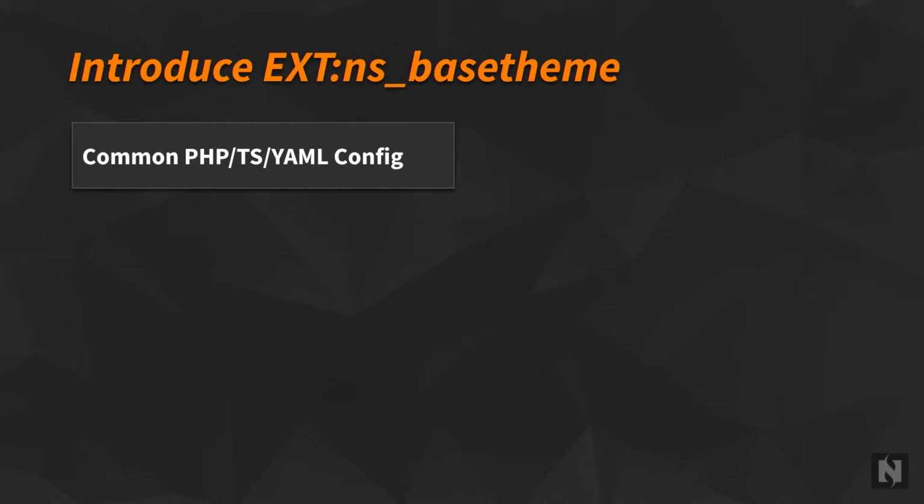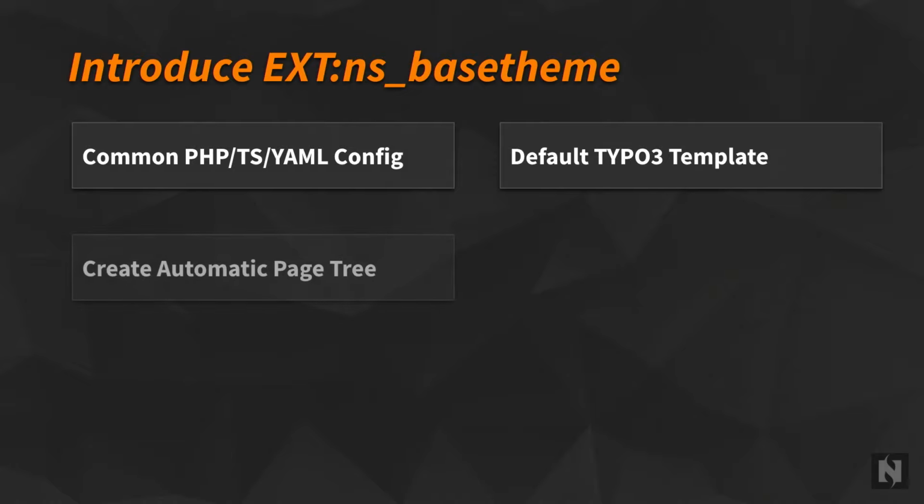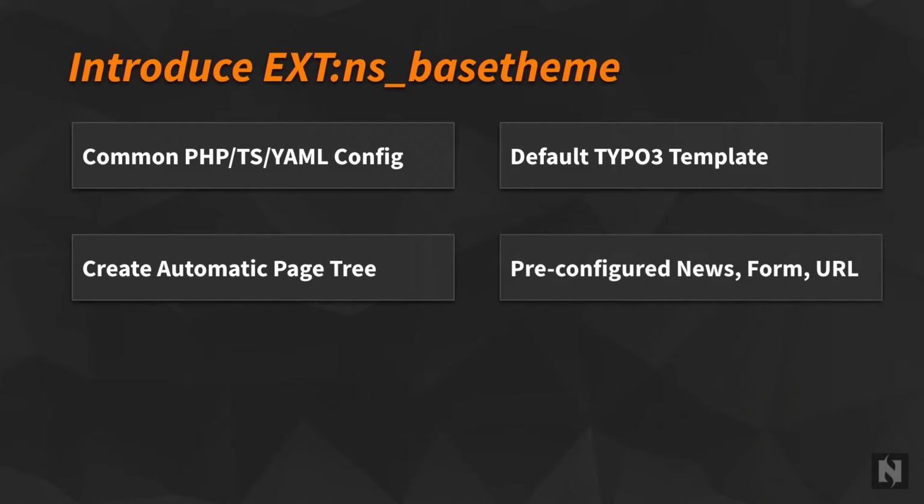So we have created one extension, the NS_base theme. We have already published it on GitLab. I will let you know. So what does it contain? It contains common PHP, TS, YML, and the configurations that are there. There is also one TYPO3 Bootstrap template for a quick start. We have automatic page creation, so you don't need to create things manually for your projects. We have a pre-configured news form and all the news standards, which are common for all the projects.